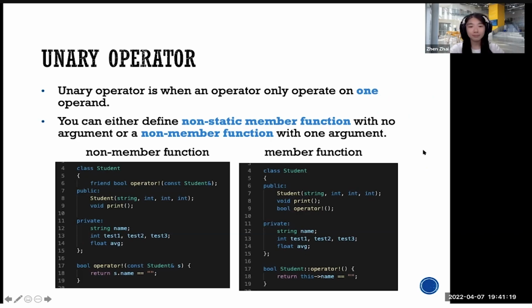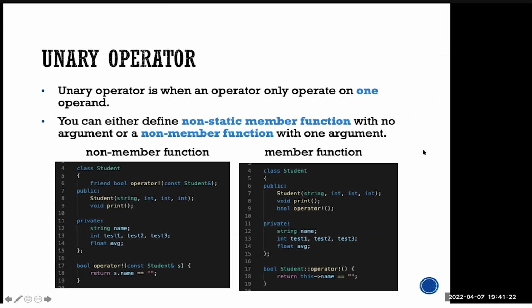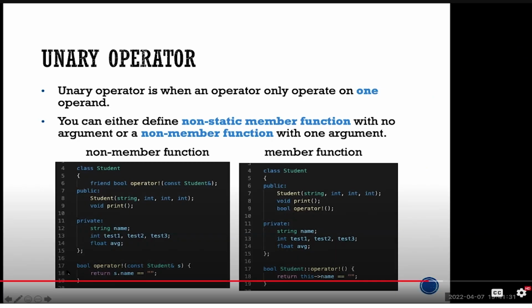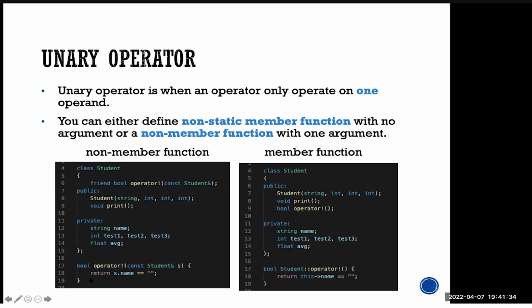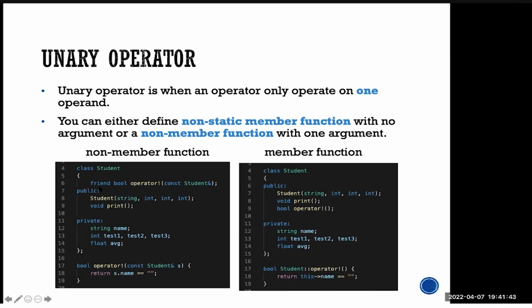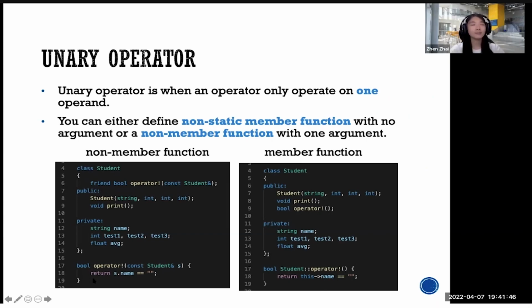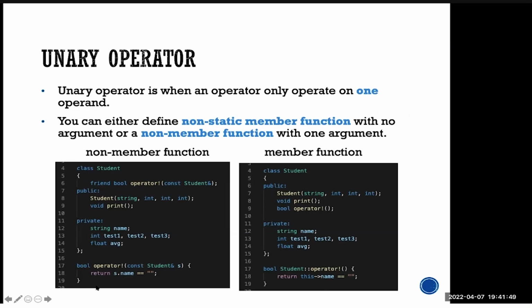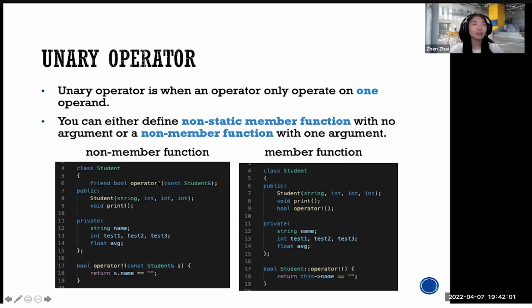Question? Wait, so for the left picture, line 6 and 17, why did we create the same function operator? Oh no, line 6 is a friend declaration. This is just friend. Wait, so what's line 17 then? 17 is the function definition. Okay, so line 6 is telling the compiler that operator, I'm not sure what symbol that is. This is the not. So we call it not.